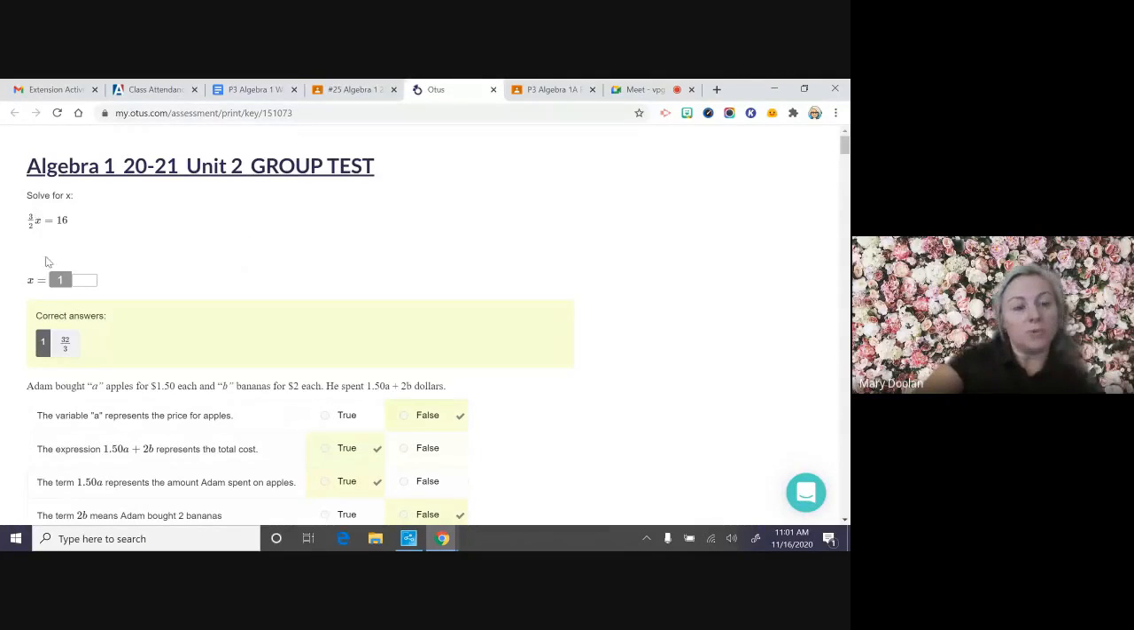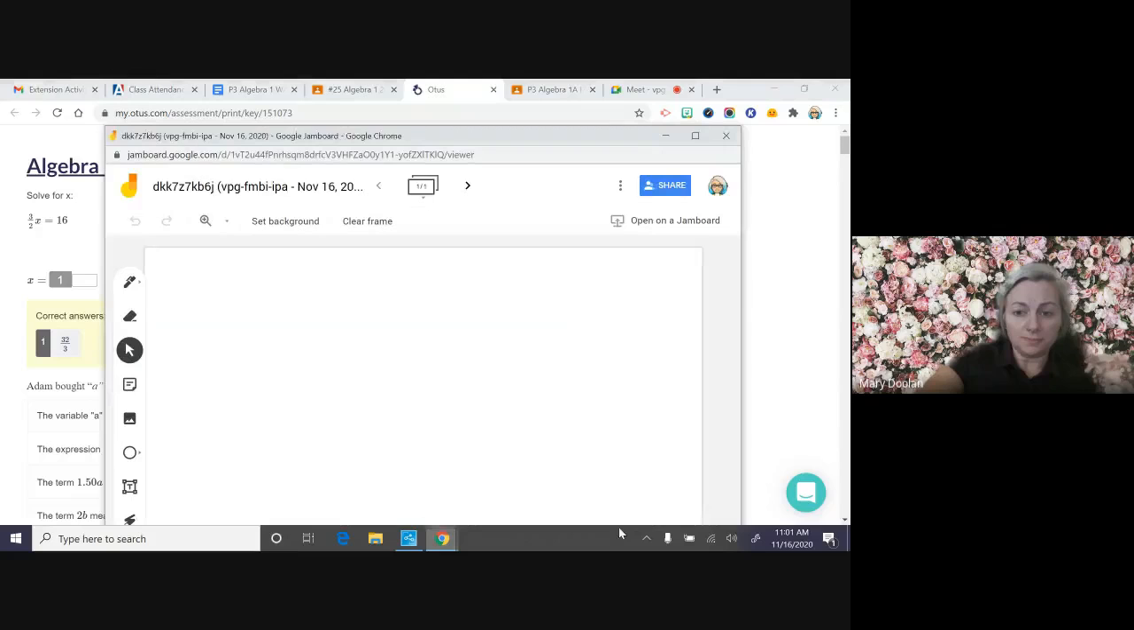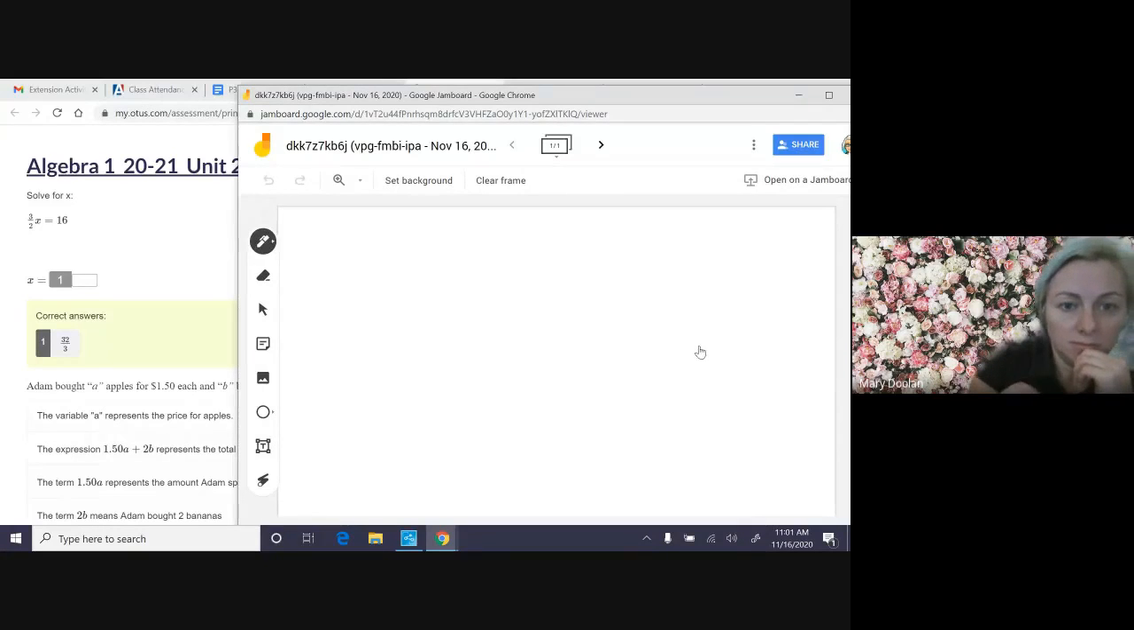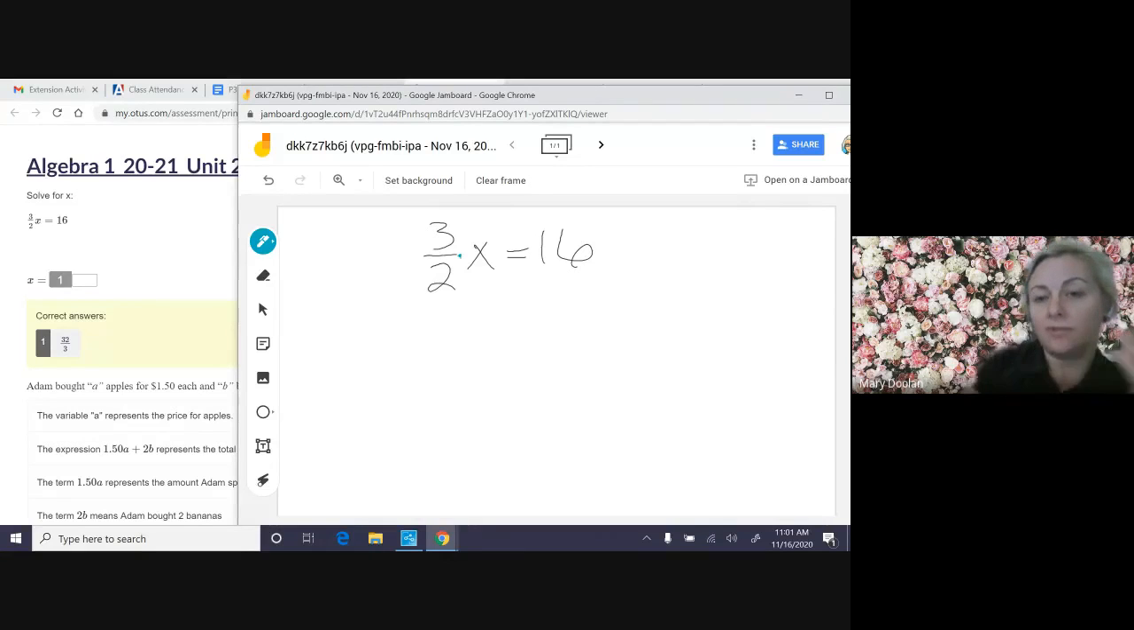The first problem you had, 3/2 x equals 16. And to solve this one, when you have an equation and your variable is being multiplied by a fraction, you would divide by that fraction, which means you multiply by the reciprocal of the fraction.